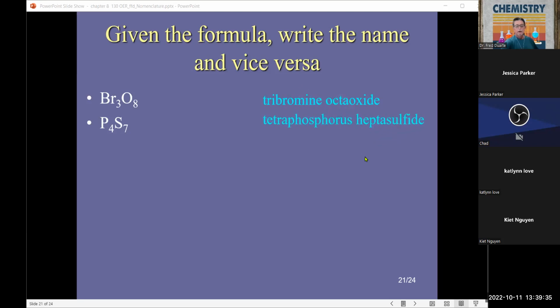So we have here tetraphosphorus heptasulfide. Okay, heptasulfide. Here it's 3 oxygens. We have sulfur, and then 3 oxides, which would be sulfur trioxide. Again, here sulfur is the first element, so it remains sulfur, not sulfide, like the previous example.